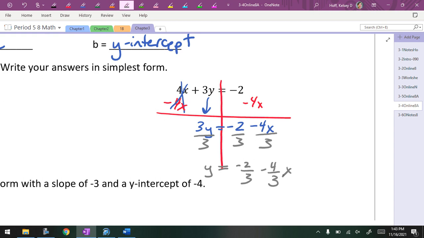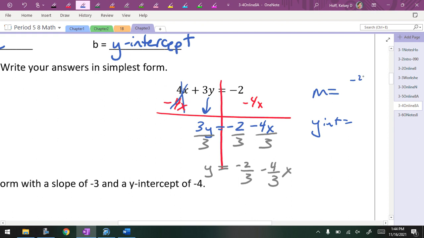is going to be your, say it louder. Somebody whispered it. What is this? Your slope, okay? This is your slope. Now that y is by itself, you can tell me the slope and the y-intercept.